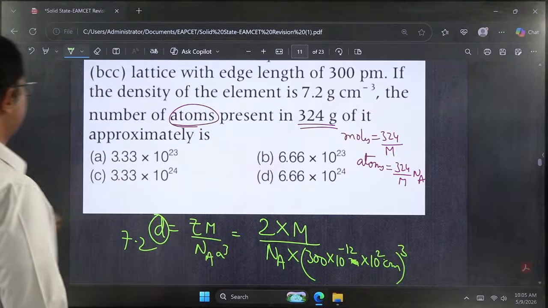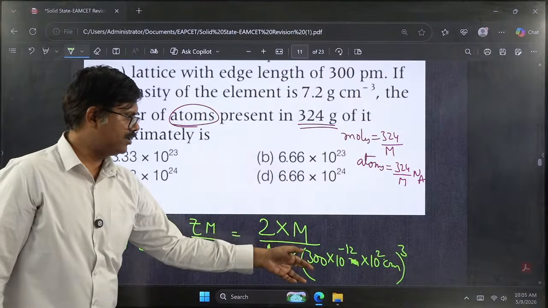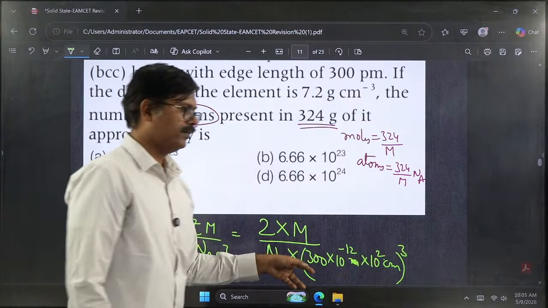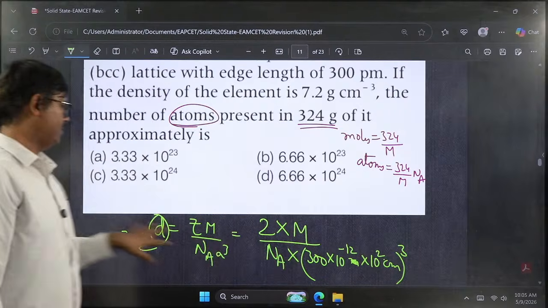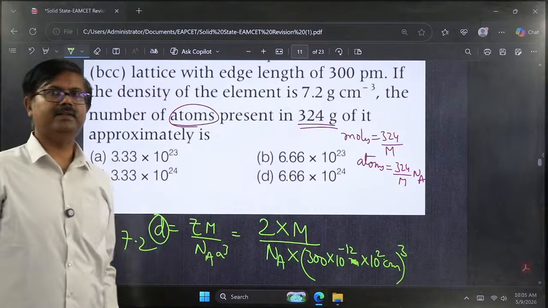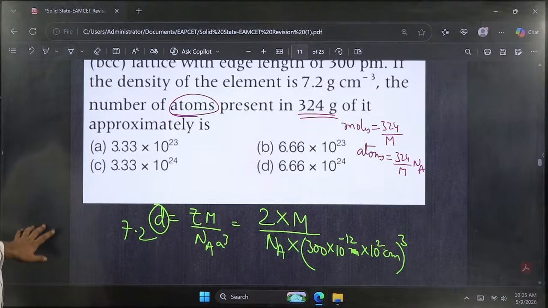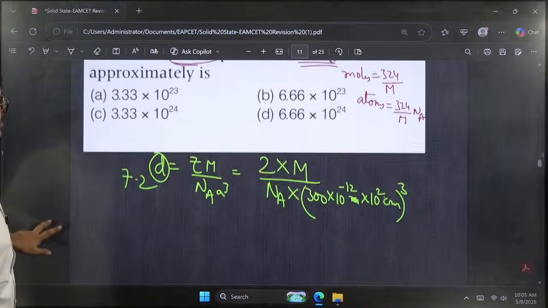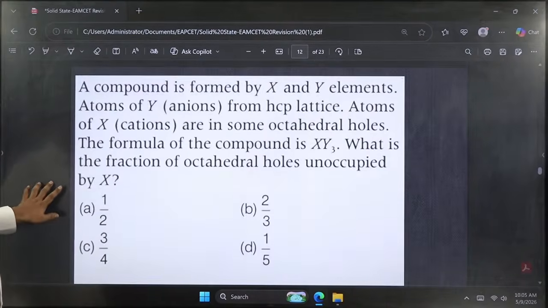That is the procedure. Not a tough calculation, because anyway 2 is there. This is also 3 cube, 27. So 27 into 10 powers you will get. Bring it here and then take there. If you solve it, you will get option C as the answer. Try it out later on. Next.